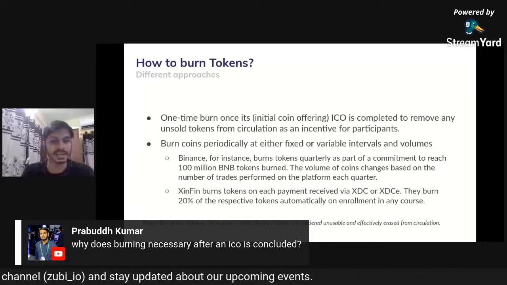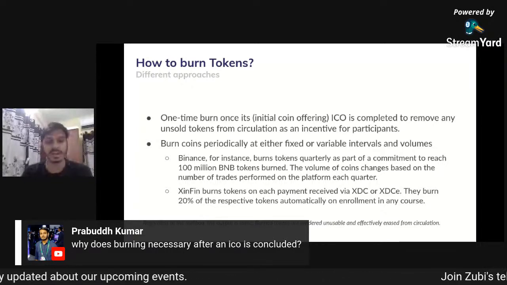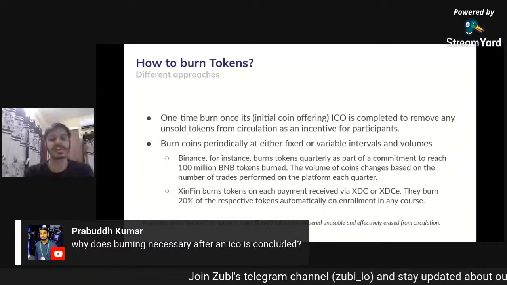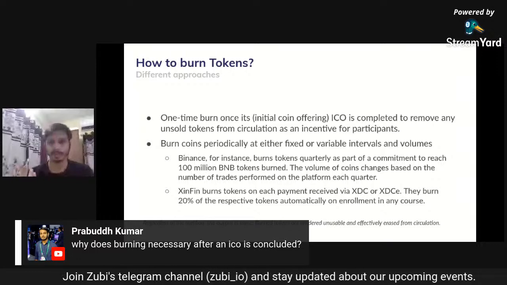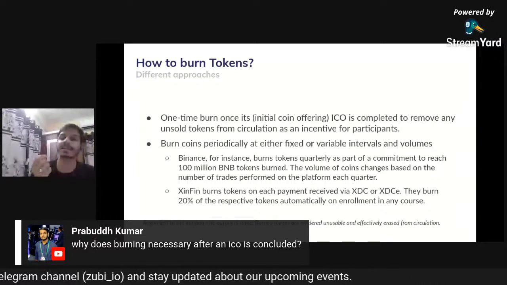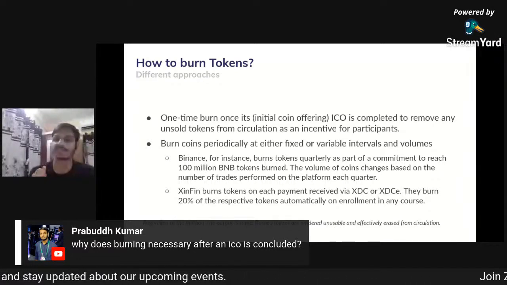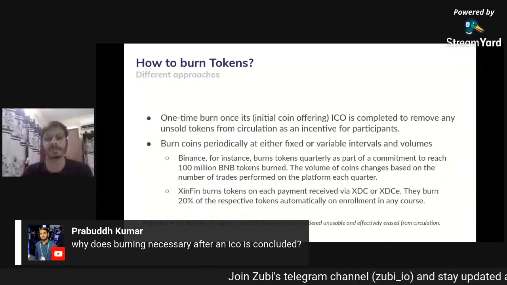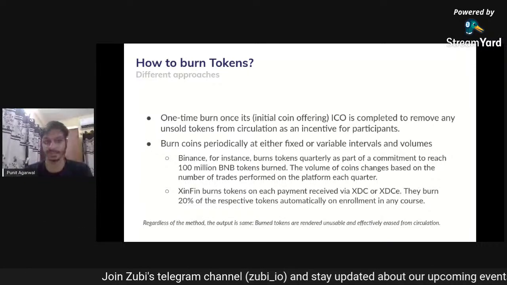Why is burning necessary after an ICO is concluded? It's not necessary, Prabudh. It's just that companies try to do that. It's not a compulsion at all. It's just the choice of companies. If they want to do that, they do it to incentivize the people who have invested in their tokens.